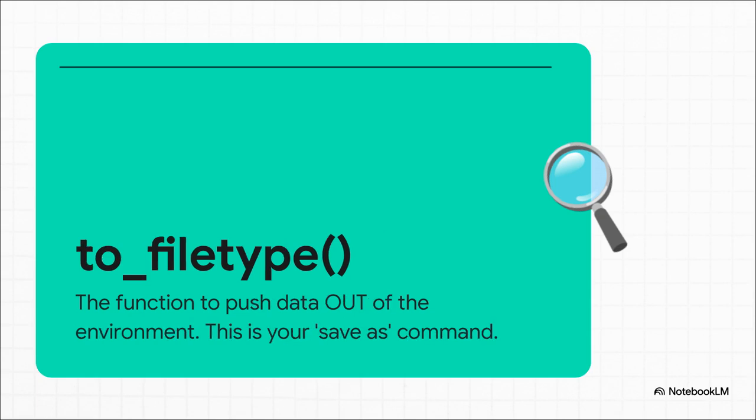And our final pillar is just the other side of the coin, to_filetype. This is your outdoor. It's the function that pushes your clean, processed data out of your environment and saves it to a brand new file. It's basically your save as command.